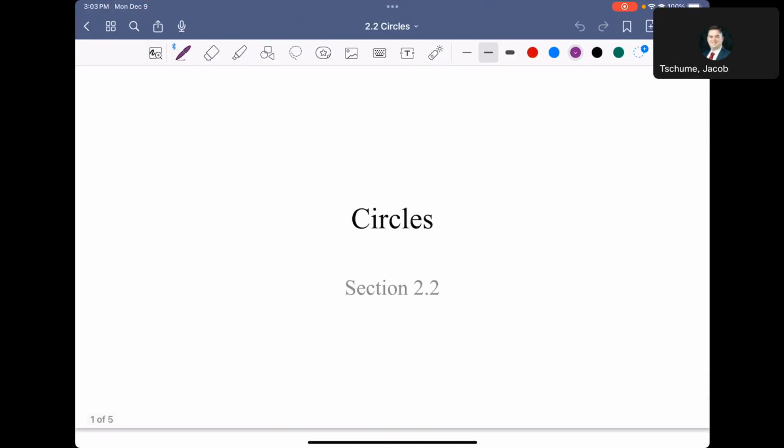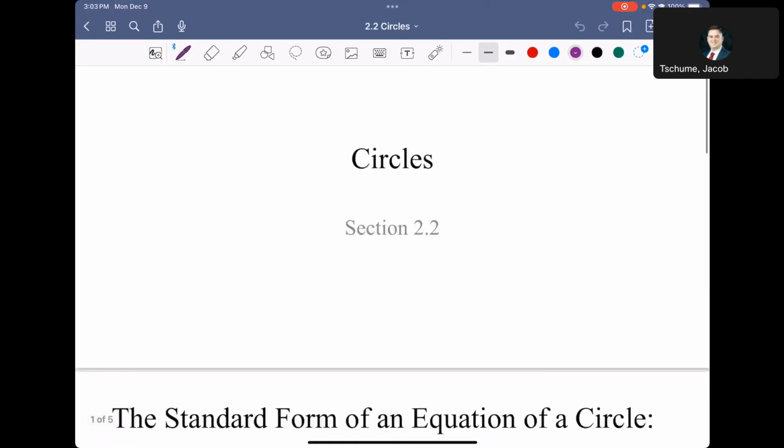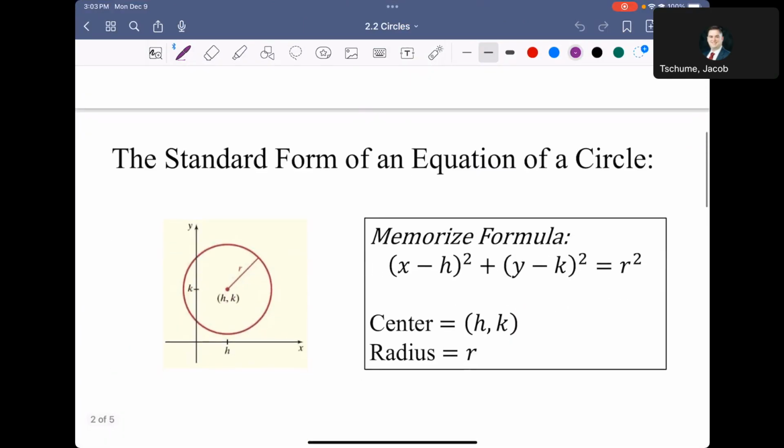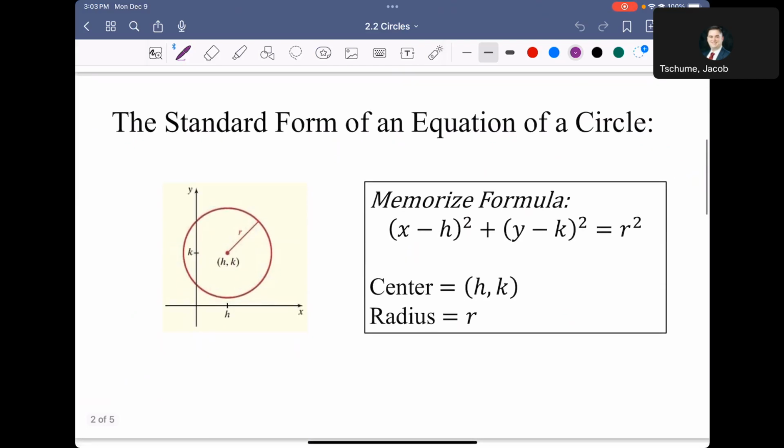All right, in this video, we're going to be covering section 2.2, which is going to be an introduction to circles. And we're going to talk a little bit about some of their characteristics and then also draw some of them for practice. So what I want to begin with in this video is, first of all, the basic equation of a circle. Now, circles technically can be written in two different ways, but really only one of them is beneficial to what we're going to be doing.